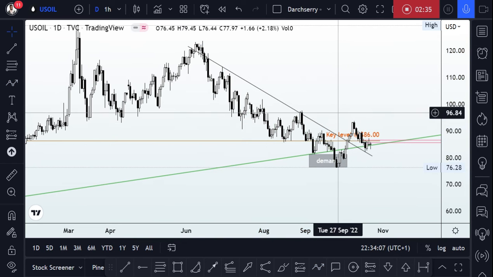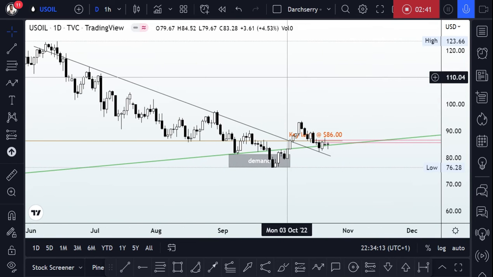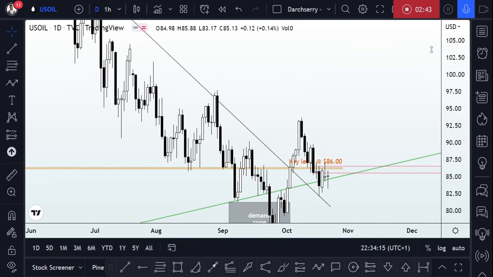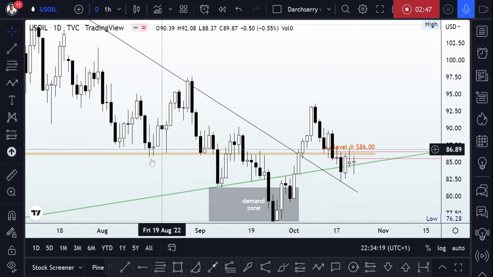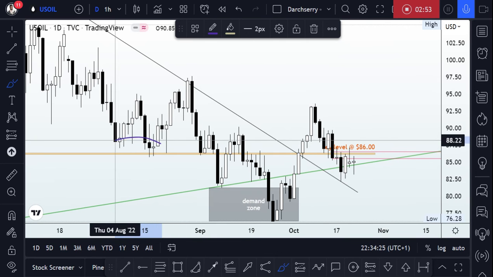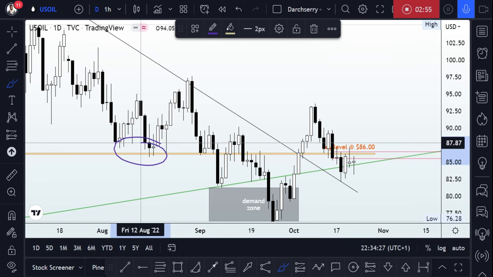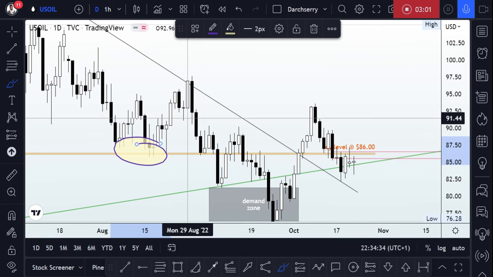Now, the very important structure here that I want to show you is the $86 mark. So look at the $86 level here, and if we go as far as the month of August, we can see how this level has been a major determinant of price action. Look at what happened here. In the early days of the month of August, we saw that as soon as price got within that area, buyers gathered there to push price to the upside.